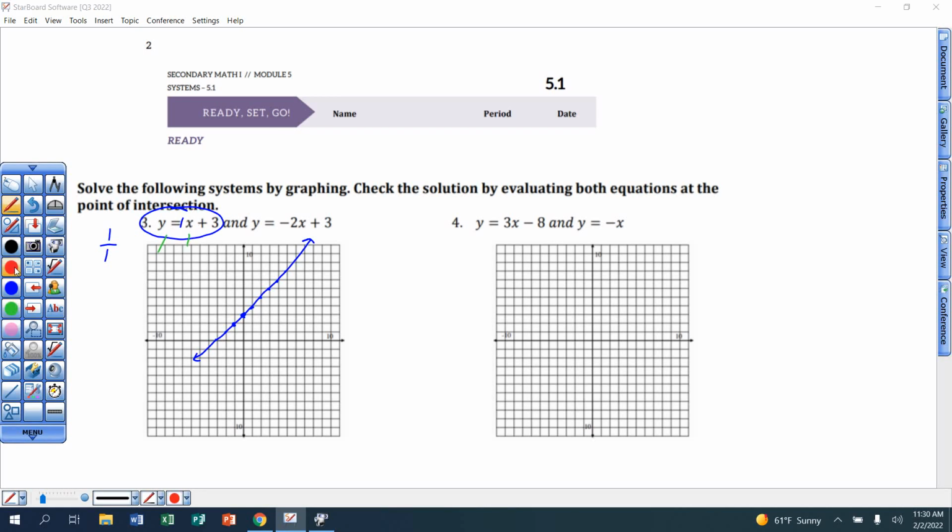Graph the second one in red. So positive 3, looks like that's where they intersect. Over 1, down 2, that is the slope for this line. So right 1, down 2, right 1, down 2, stair step the opposite way. Draw your line. First word is ocean, ocean. We would like you to label these lines.